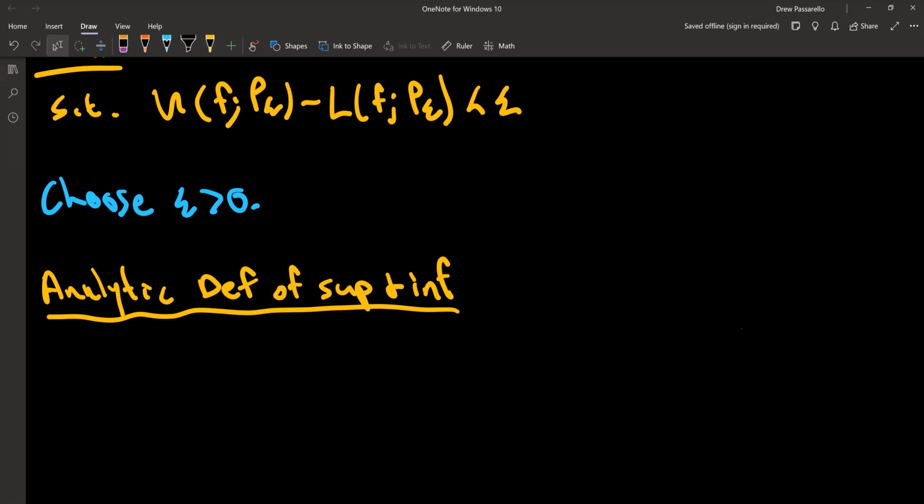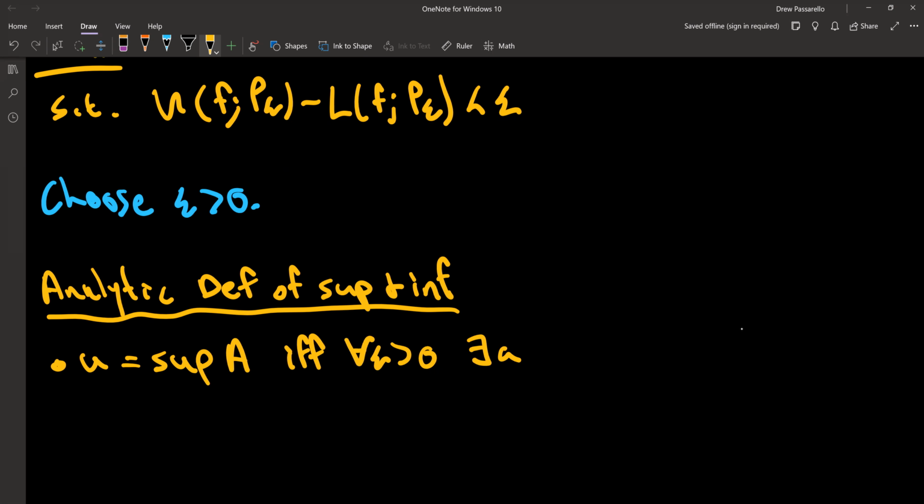And for supremum, U equals the supremum of some set A if and only if for all epsilon, there exists an element a in A, so that when we do U minus epsilon, that's less than this element a.